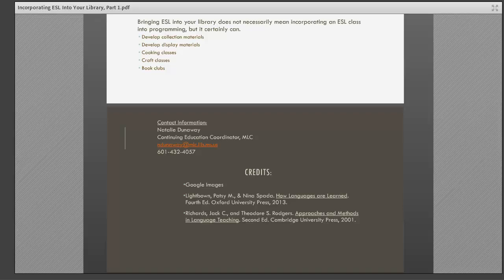I really like these two books here. How Languages Are Learned by Patsy Lightbown and Nina Spada, and Approaches and Methods in Language Teaching by Jack Richards and Theodore Rodgers. They're what I used in grad school, and they're great resources today to kind of get you thinking about how you construct your programming and what to consider when you're thinking about teaching a foreign language or teaching a language to non-native speakers. So they're really good resources if you want to check them out.